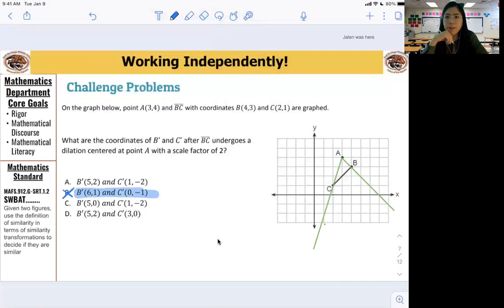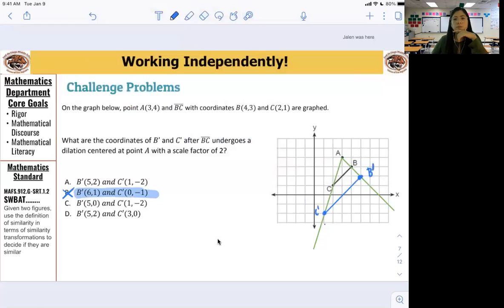Okay, Tyrone and Emily say A. Let's check it out. (5, 2): 1, 2, 3, 4, 5, 2. It's a little off, but there you go. And then (1, -2), right here. Ooh, that looks a little bit better, doesn't it? Seems to be on the line. It's parallel. Okay, that looks pretty good to me.